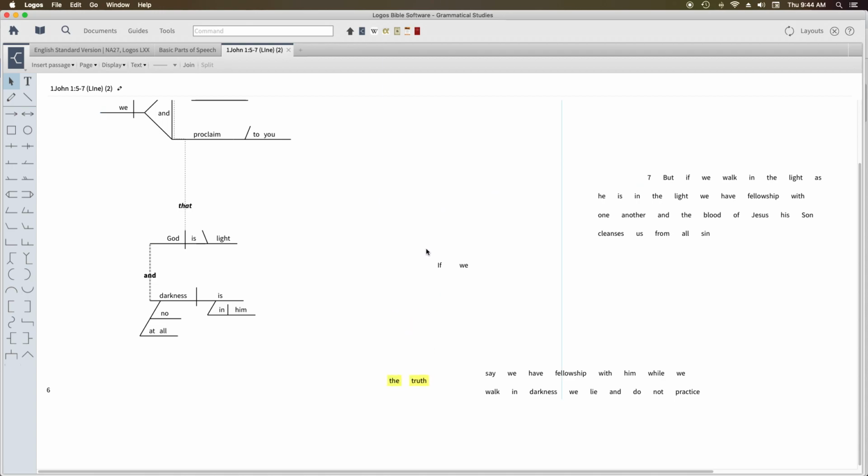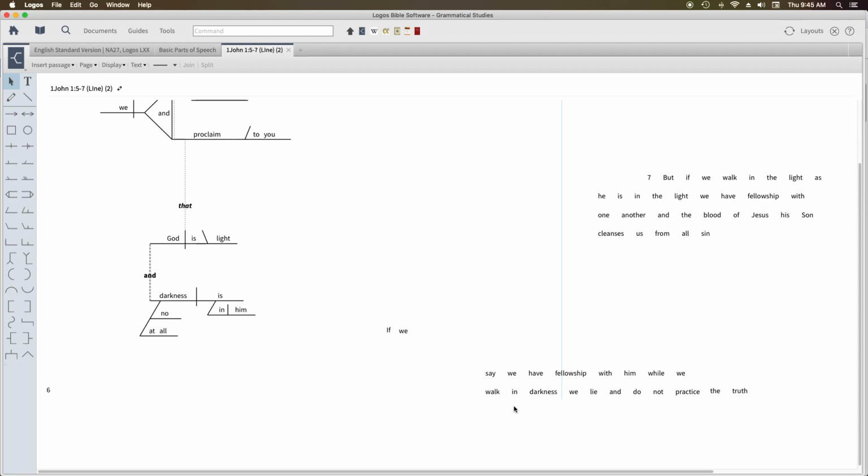The conditional is never going to be the main clause. Okay, so what you want to do is when you come into a conditional, you always want to do the main clause first. So if we say we have fellowship with him while we walk in darkness, we lie and do not practice the truth. And let me move this back over here, because this goes with this. So the main clause is usually going to be your apodosis, which is the second part of the conditional.